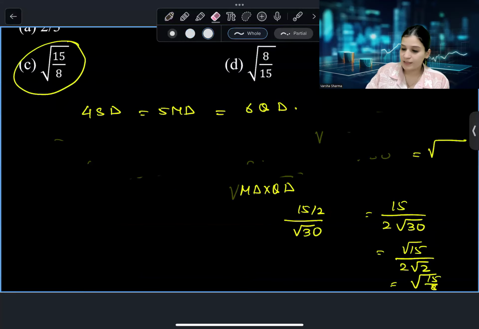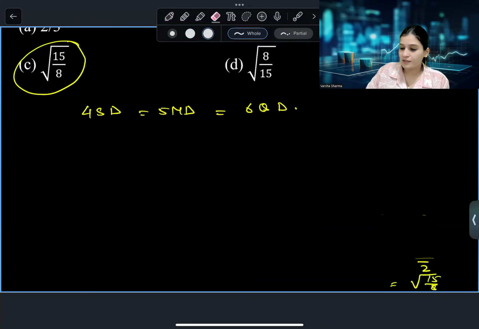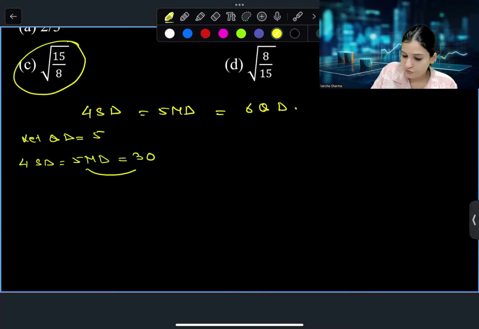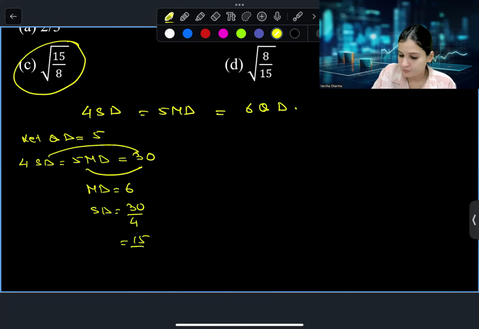First, this is the data. We have assumed any number, whatever you want. Let quartile deviation be 5. Now put here 4 standard deviation, 5 mean deviation, 5 into 6, 30. So from here, mean deviation will be 6. From here, standard deviation will be 30 by 4, which is 15 by 2.